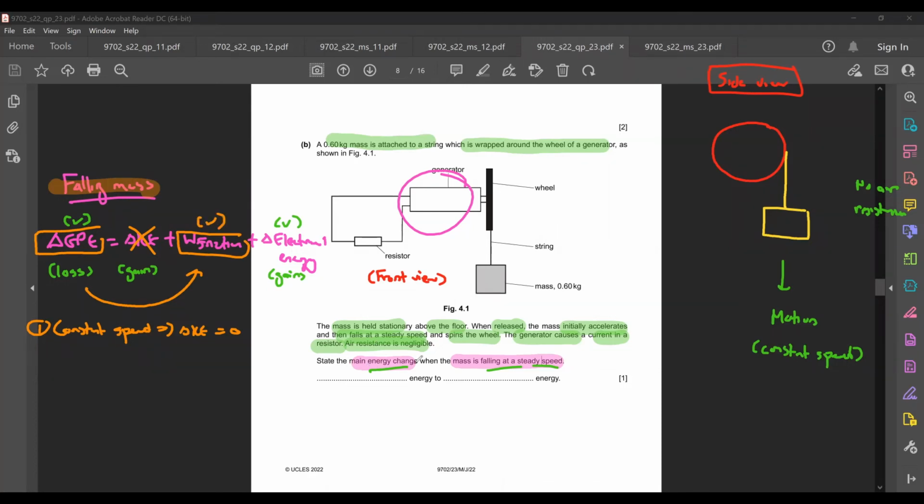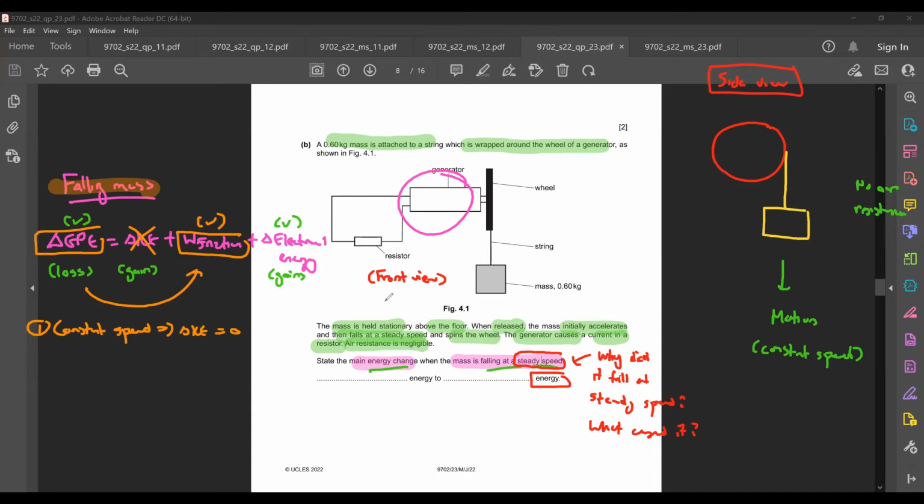So state the mean energy change when the mass is falling at a steady speed. I think the emphasis is on this. Why did it fall at steady speed? What caused it? So you could probably just say that your GPE is converted to thermal energy. Now, because the wording is energy here, you cannot say work done against friction energy. You can probably just say as heat energy.